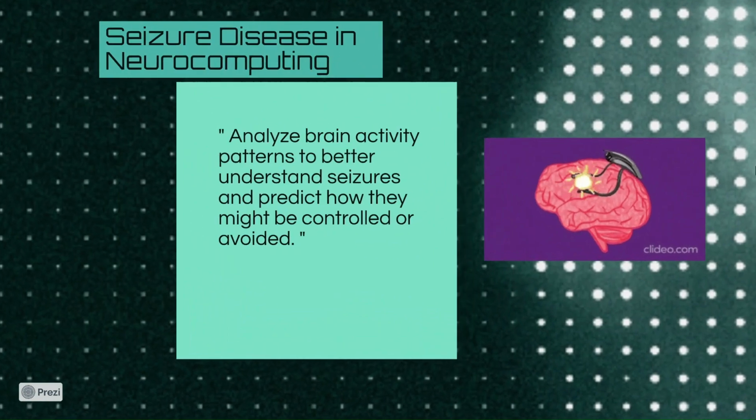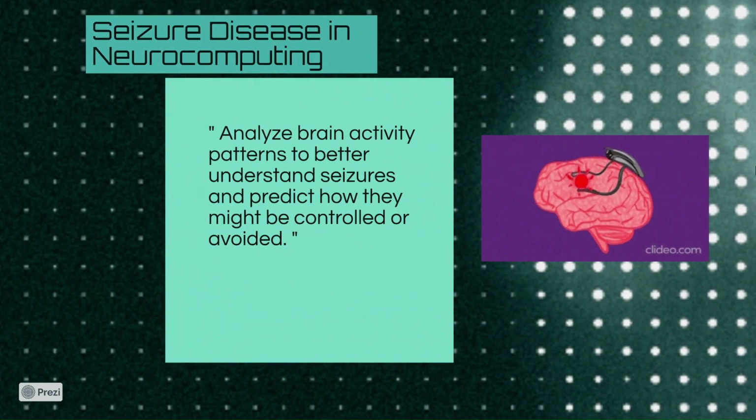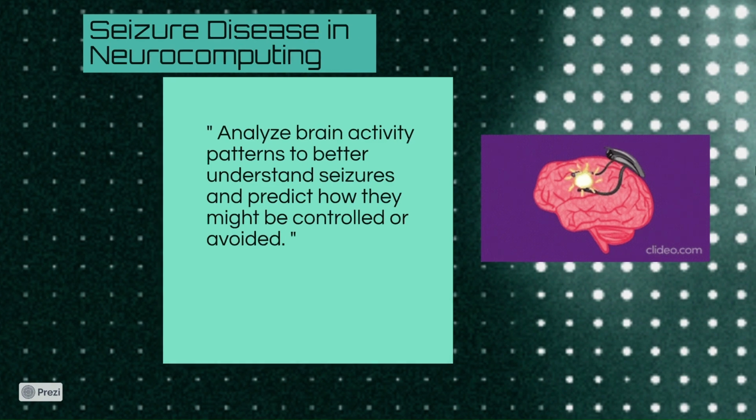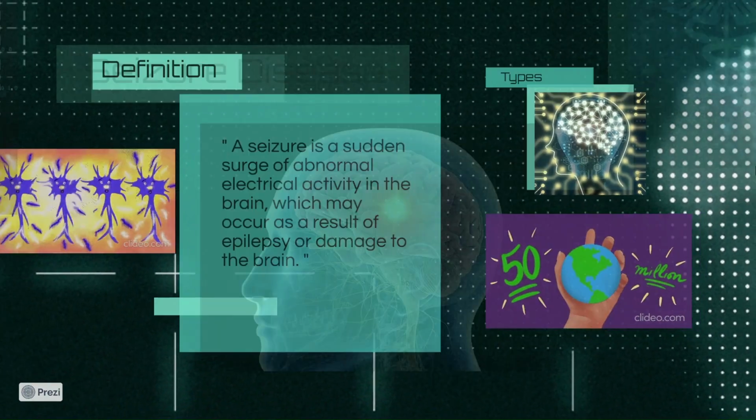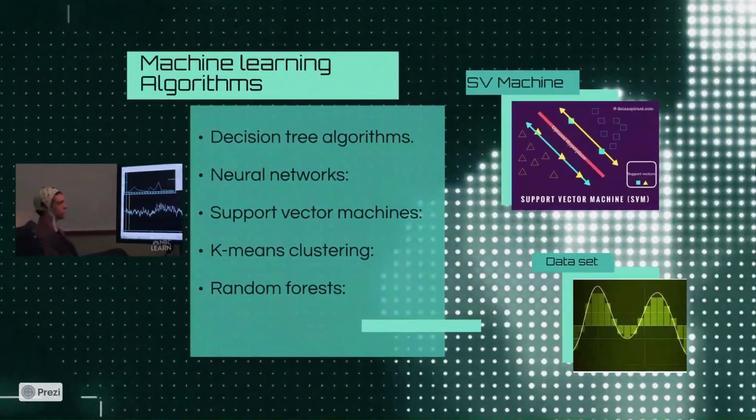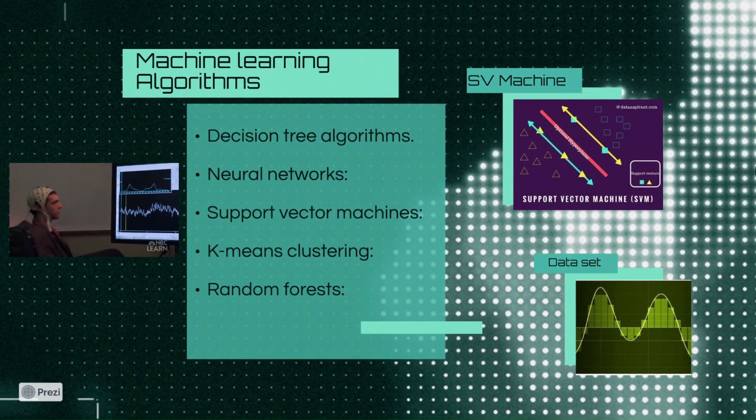Now, what is the main purpose of neurocomputing in seizure disease? In the context of seizure disease, neurocomputing techniques may be used to analyze brain activity patterns in order to better understand seizures and develop new treatments. Now, we will talk about the importance of neurocomputing and the detection of seizure disease.